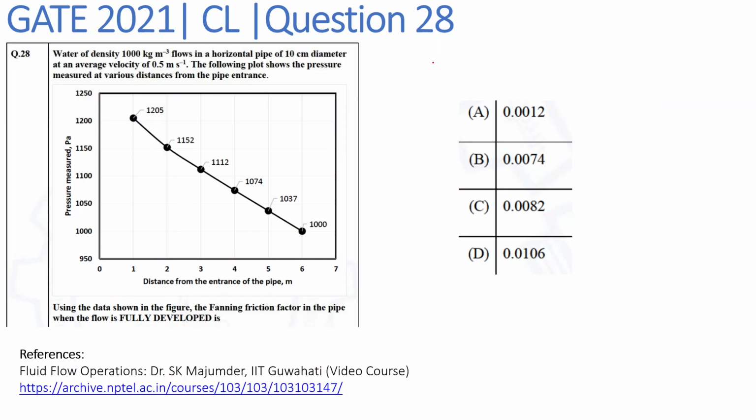We are solving question number 28 of GATE 2021 Chemical Engineering paper. Water of density 1000 kg per meter cube flows in a horizontal pipe of 10 centimeter diameter at an average velocity of 0.5 meter per second. The following plot shows the pressure measured at various distances from the pipe entrance. So over here we have been given a plot of the pressure measured versus the distance from the entrance of the pipe. And using this data shown in the figure, the fanning friction factor of the pipe when the flow is fully developed is dash.